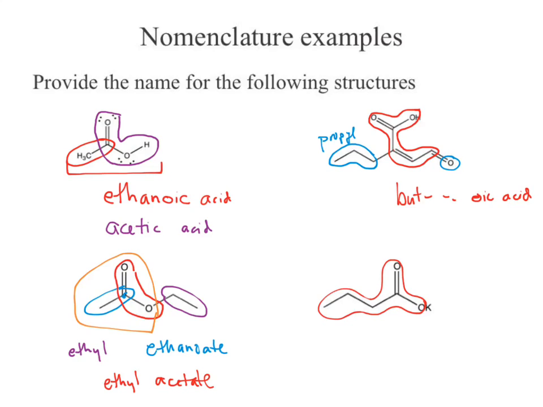We'd use butene, so we'd have butenoic acid. But where does the alkene show up? At carbon number 2. Why carbon number 2? Never mind, it counts the same either way.